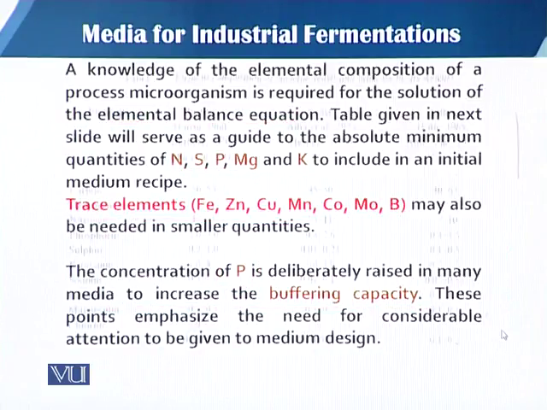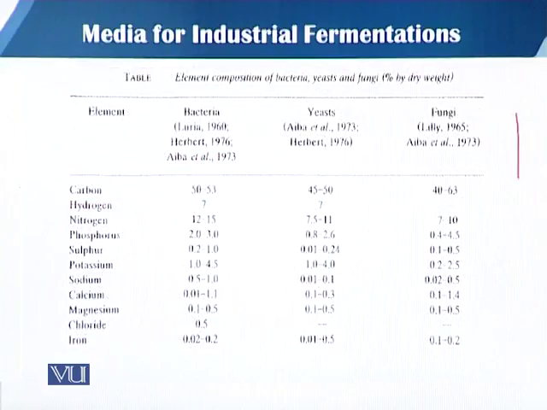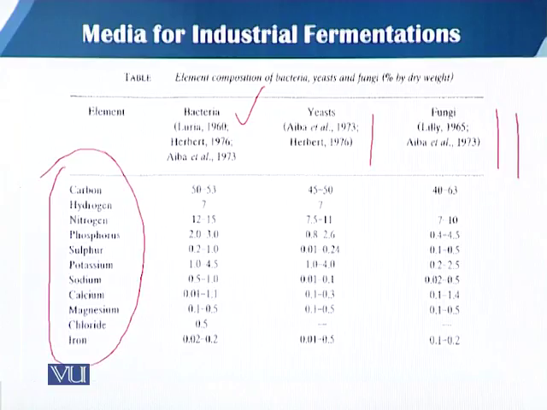So in this slide, you can see that if we talk about bacteria, yeast and filamentous fungi, what is the chemical or elemental breakup? As far as bacteria are concerned, you can see that 50 to 53% is carbon, but in yeast 45 to 50% is carbon. As for filamentous fungi, 40 to 63% is carbon. And you can see here hydrogen 7, 7, but in the case of fungi that is not reported.